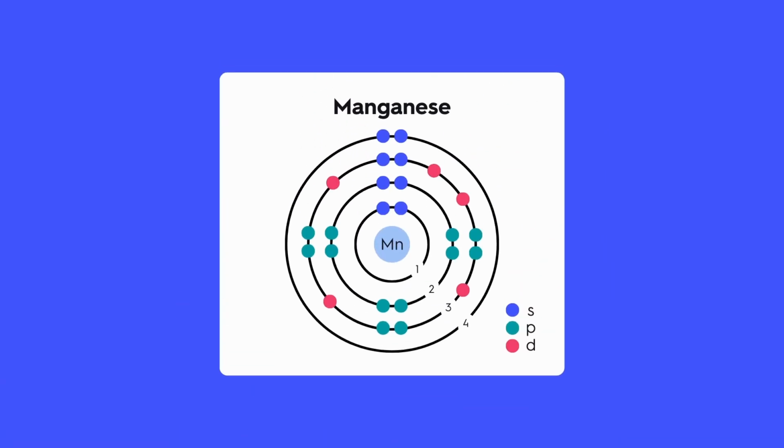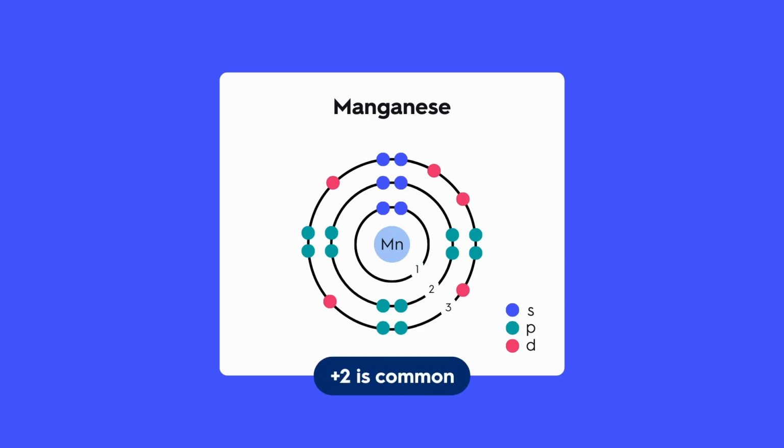Let's use manganese as a classic example. It can form oxidation states from +2 up to +7. +2 is common when it loses mainly the 2 4s electrons. Higher states happen when more electrons are removed, including from the 3d set.